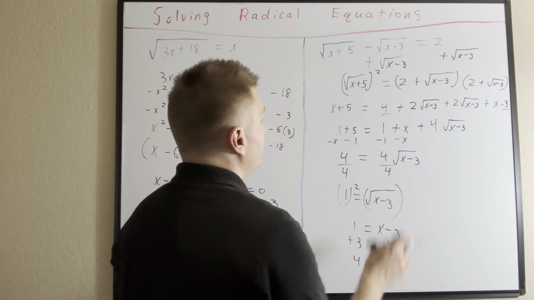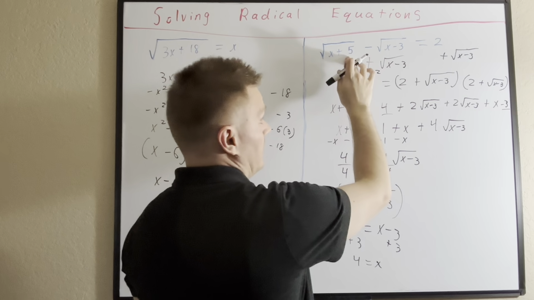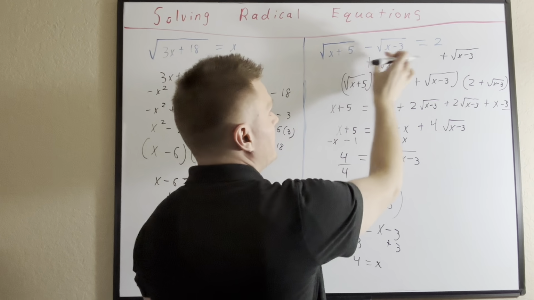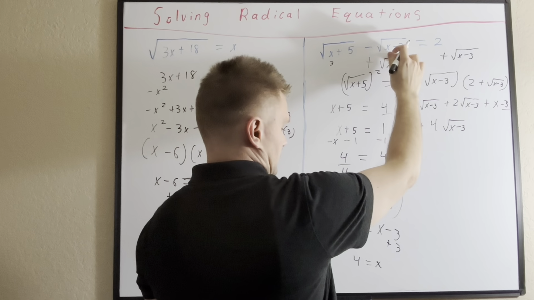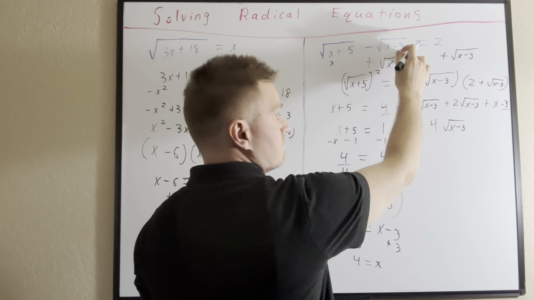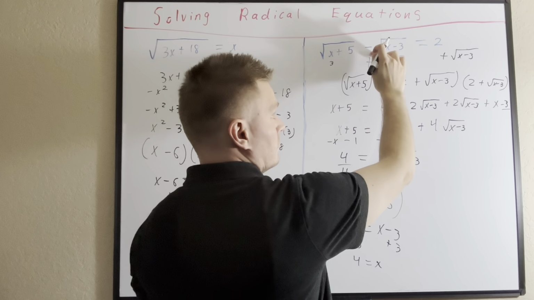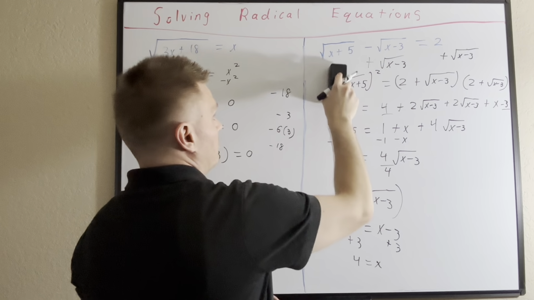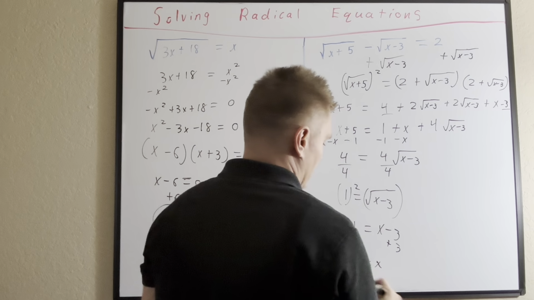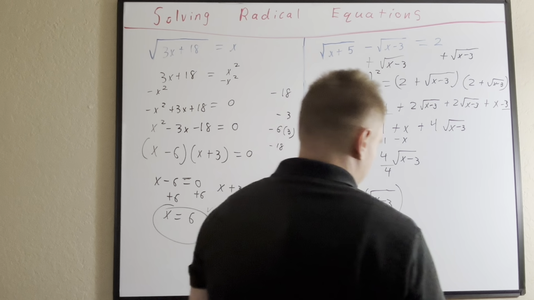Okay, check that answer, see if that works. 4 plus 5 is 9, right? Square root of 9 is 3 minus 4 minus 3 is 1. 3 minus 1 is 2. So, yeah, x equals 4.